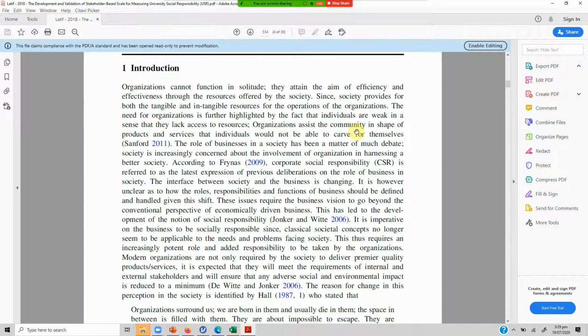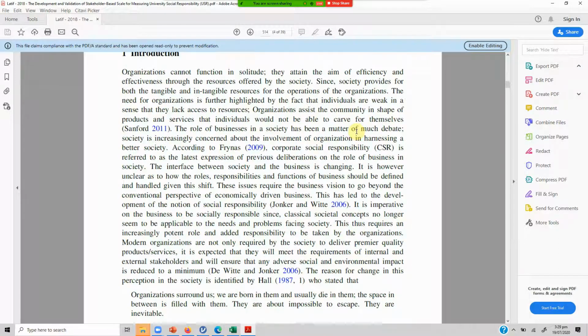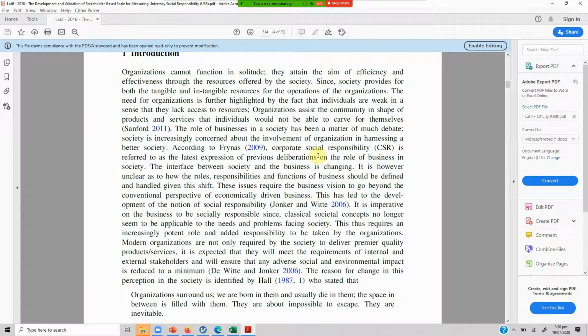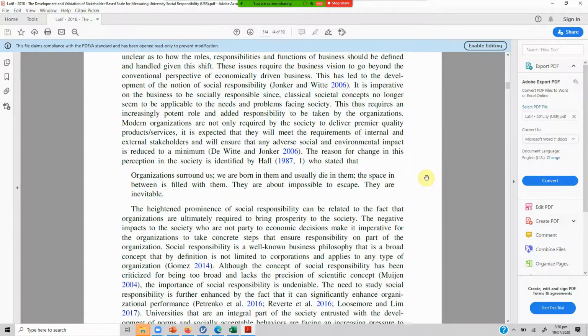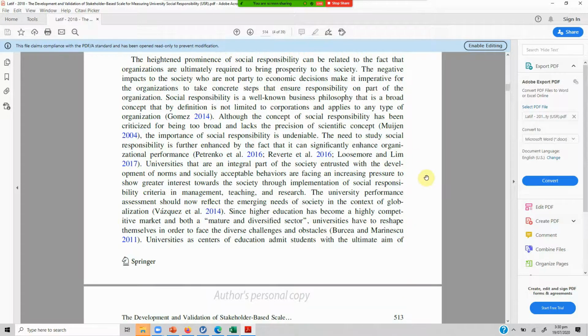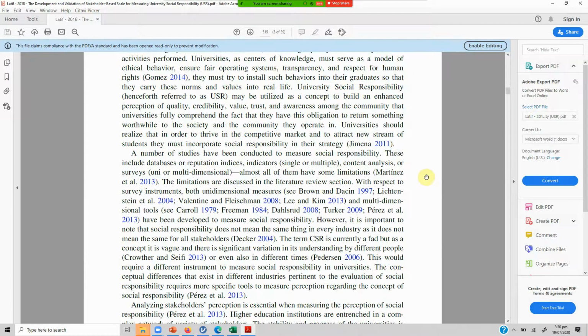So in this scale, this is the introduction. Now, how do you write the introduction of a scale development paper? Since there are no relationships, you start with the need to develop the scale. You start with the general idea from the literature as to what scales are available, what the limitations of those scales are, and why there is a need to measure this particular construct in this particular context.